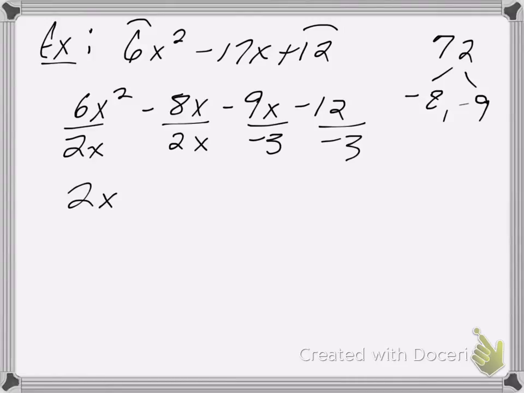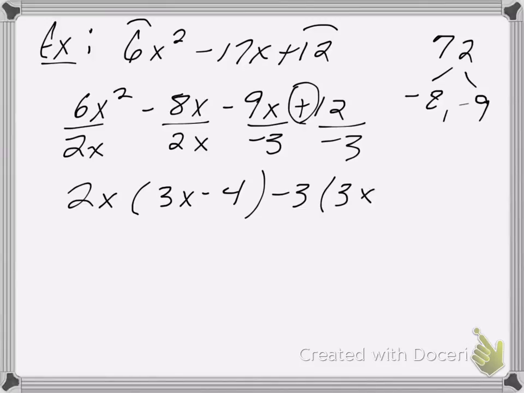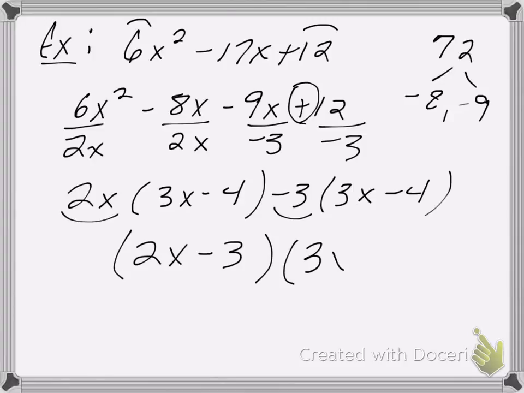That'll be 2x times 3x minus 4, and then minus 3 times, I copied that wrong right here, that should have been plus, minus 3 times 3x minus 4. That gives you 2x minus 3 times 3x minus 4.